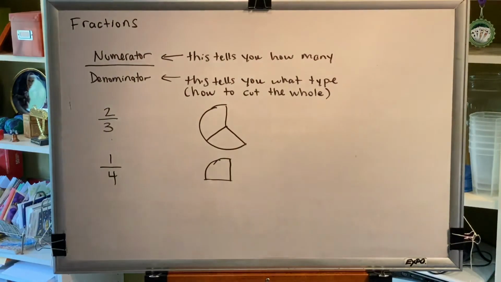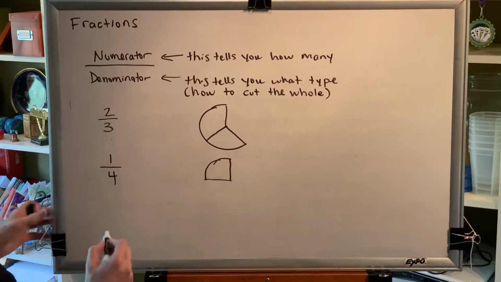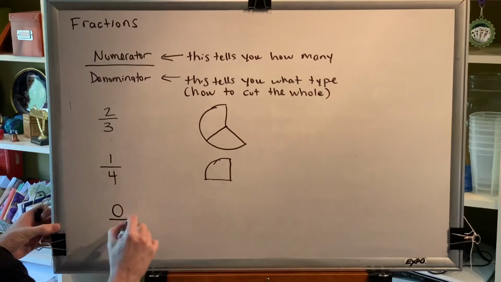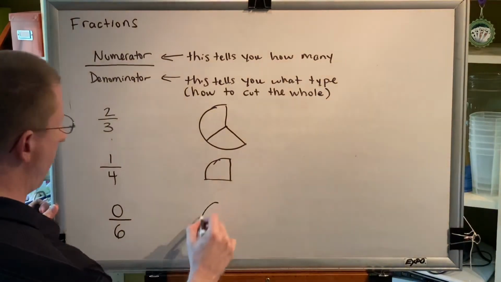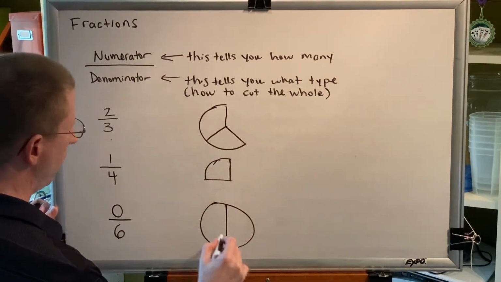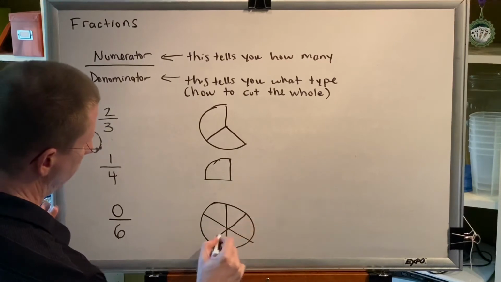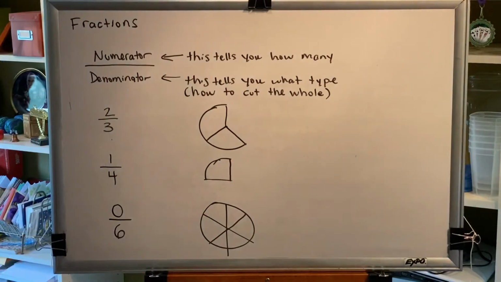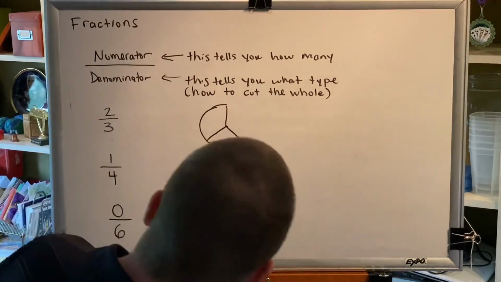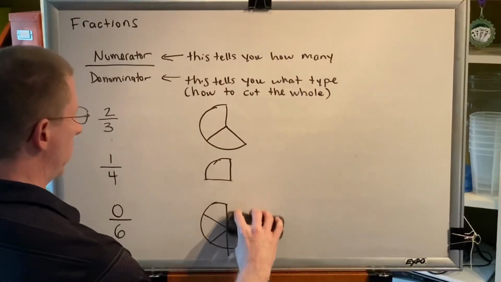An important property of fractions is the only way for a fraction to equal 0 is if its numerator is equal to 0. For example, let's say we have 0/6. Well, that means take a pizza, cut it into sixths, and now, how many of these little sixths do we want?